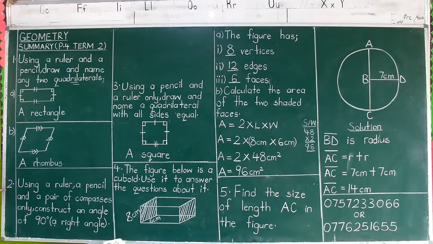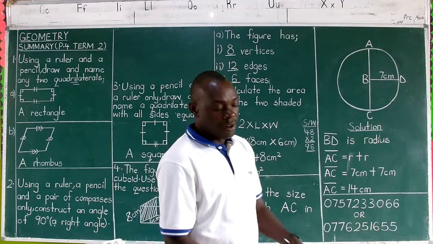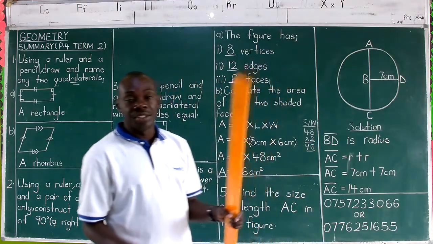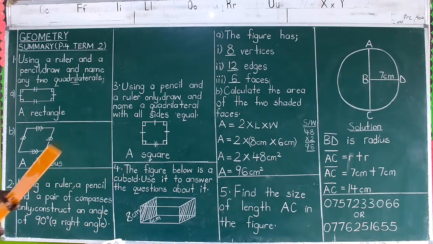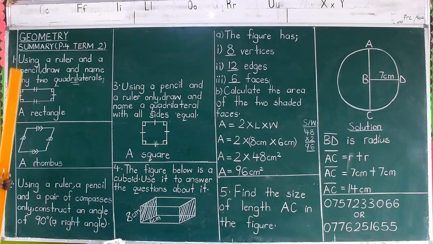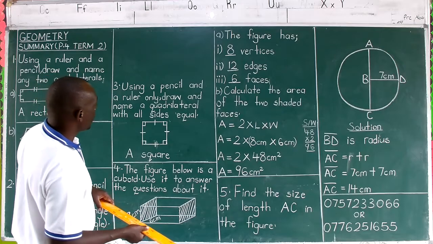As we go to example number 2: using a ruler, a pencil, and a pair of compasses only, construct an angle of 90 degrees. On the other hand, they will say construct a right angle. When they say construct a right angle, they will be asking for a 90-degree angle. So it is practical geometry: get your ruler, a pair of compasses, and a very sharp pencil. Fix the pencil in the pair of compasses, tighten properly, and get ready to construct an angle of 90 degrees.